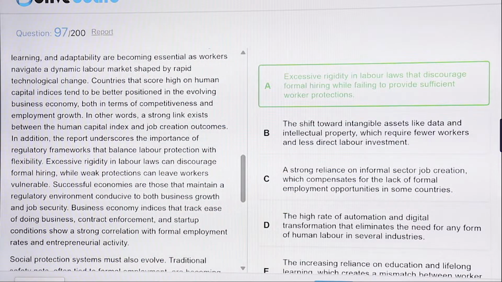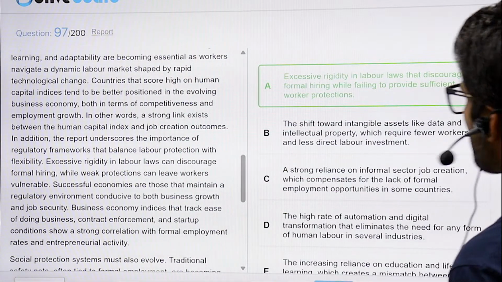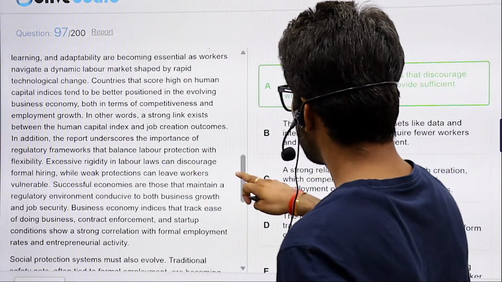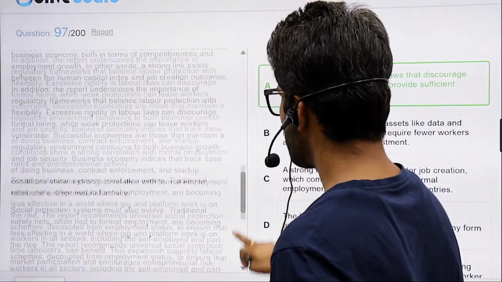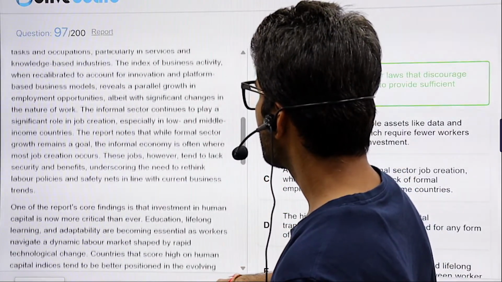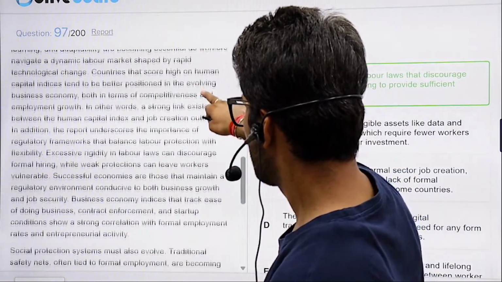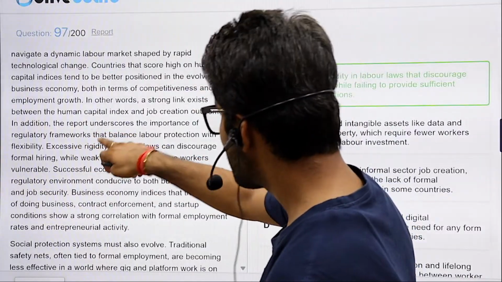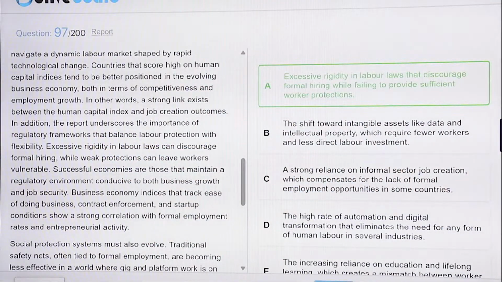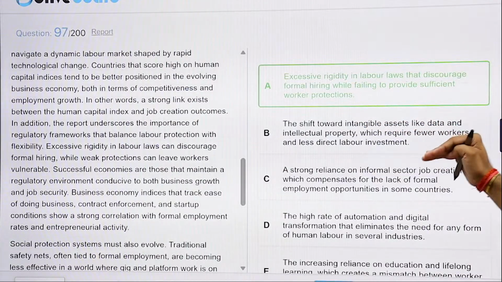No problem. Yes. Thank you, Unnati, no problem. Absolutely. Thank God, to be honest, I got this. Otherwise, it's so difficult to find across the passage. Across the passage. Thank you. Excessive rigidity in labor laws can discourage formal hiring.